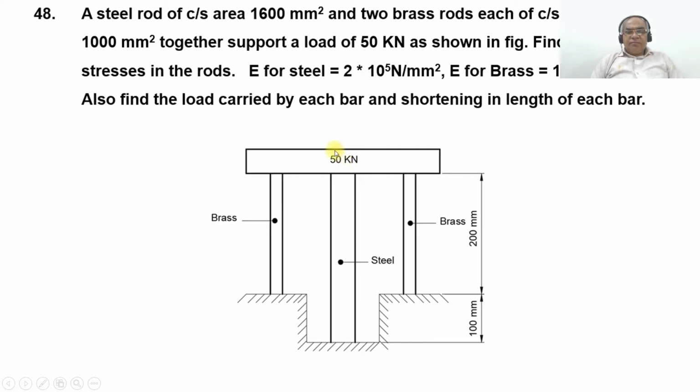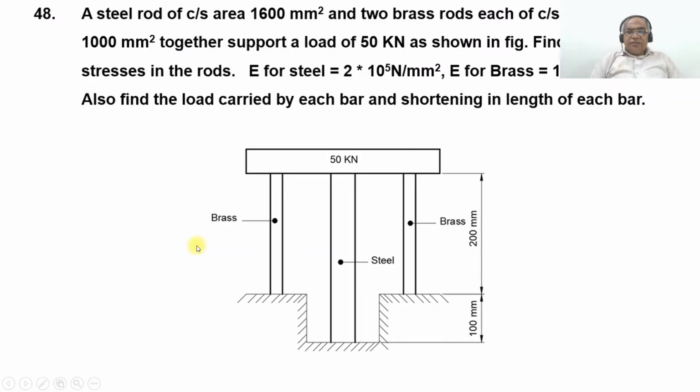Because the load is applied from the top, and all the bearing area is at the bottom, the top surface of the brass rods is placed beneath the 50 kilonewton load. So naturally, since the compressive load is applied from the top, you are going to get shortening in length of each bar. The length of the brass rod is 200 mm and the length of the steel rod is 300 mm.